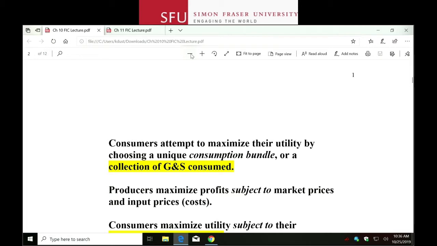Okay, so consumers try to maximize utility subject to, and subject to means limited by.